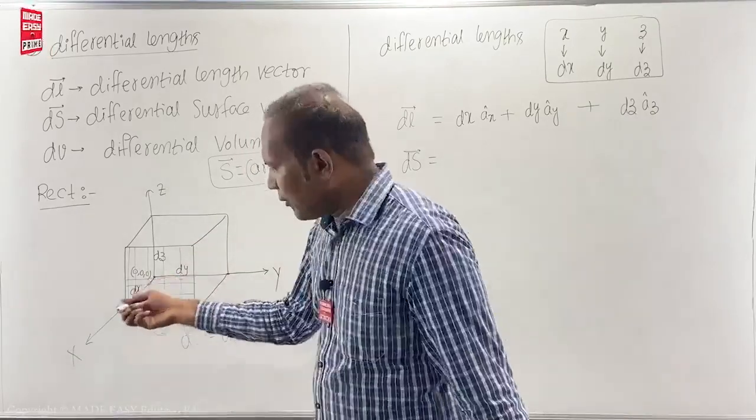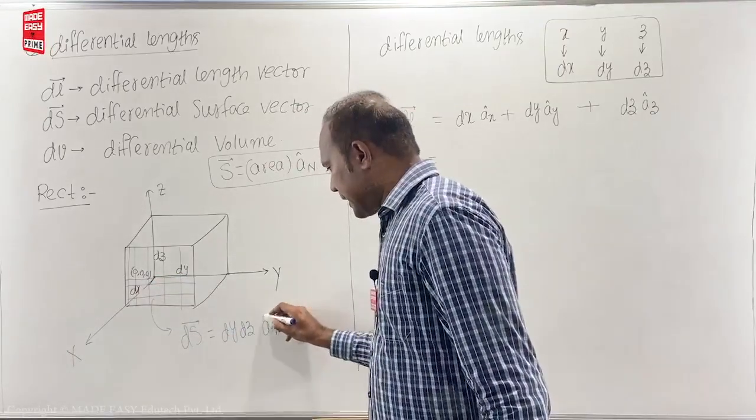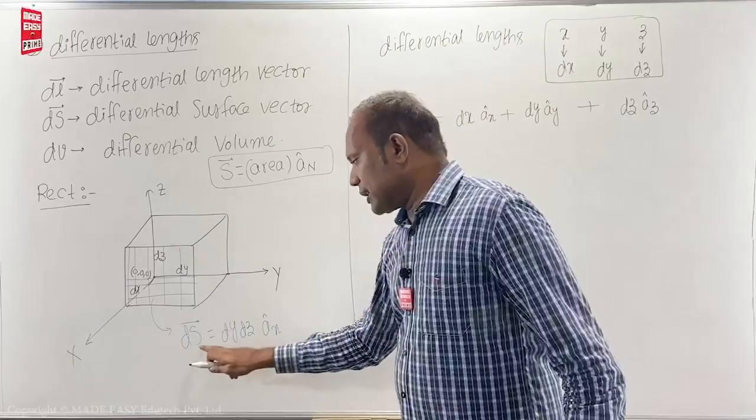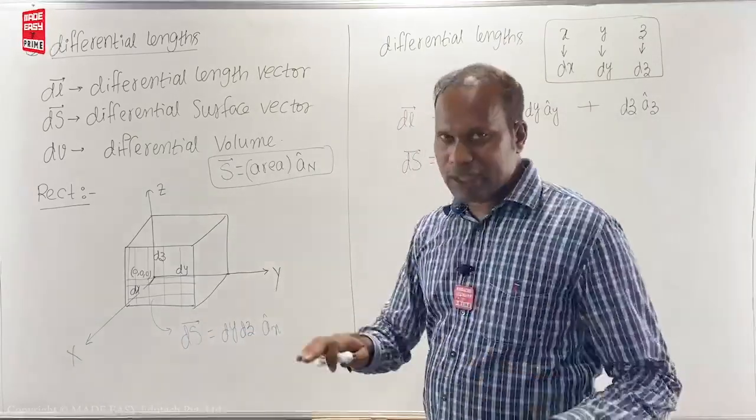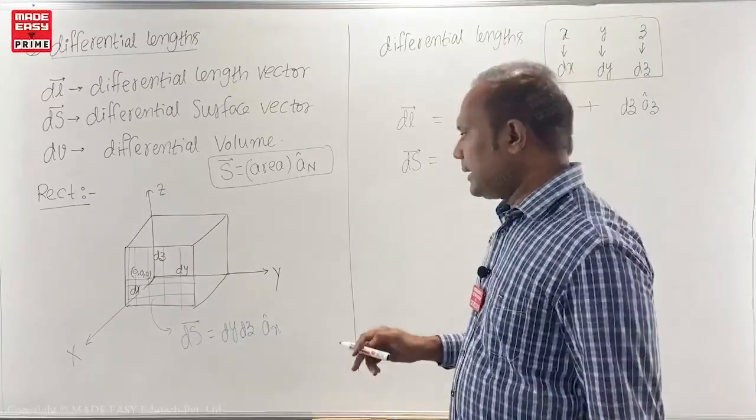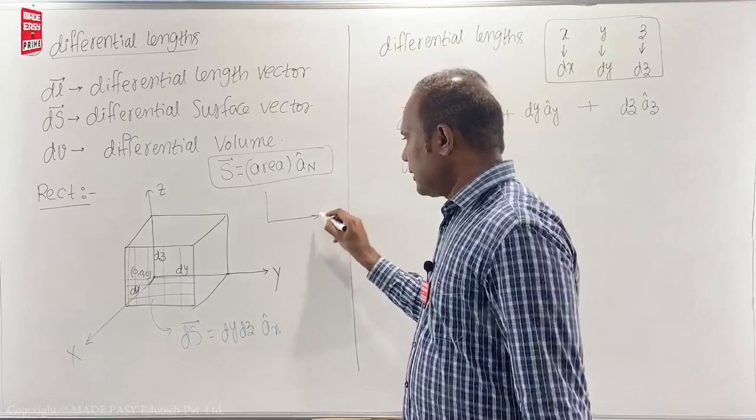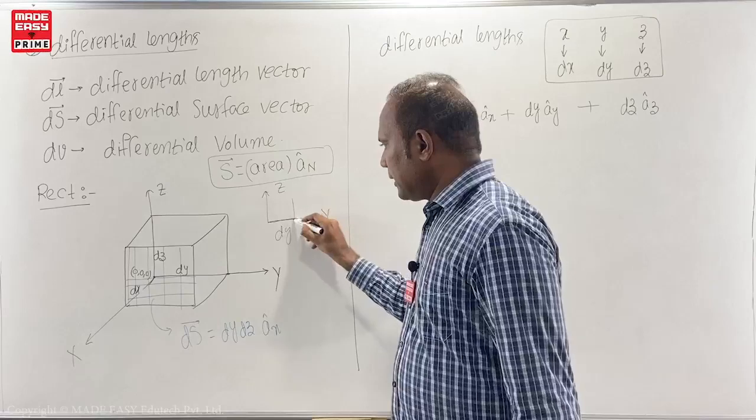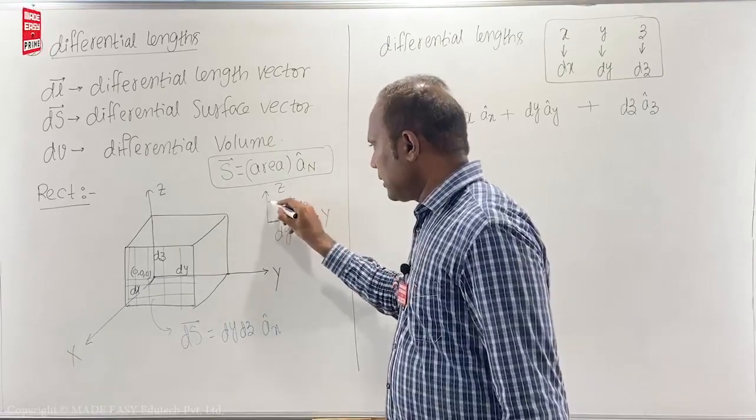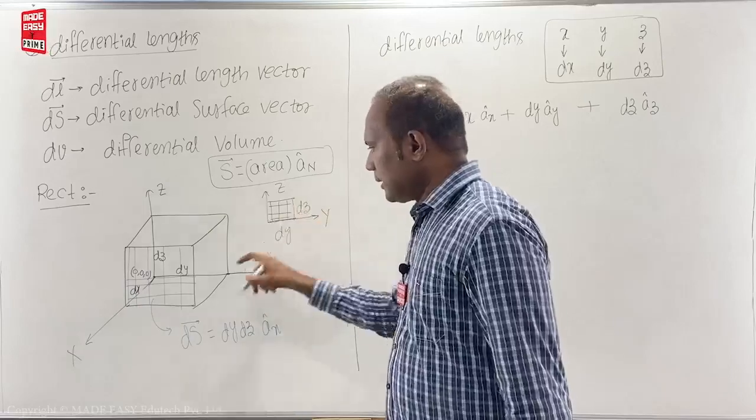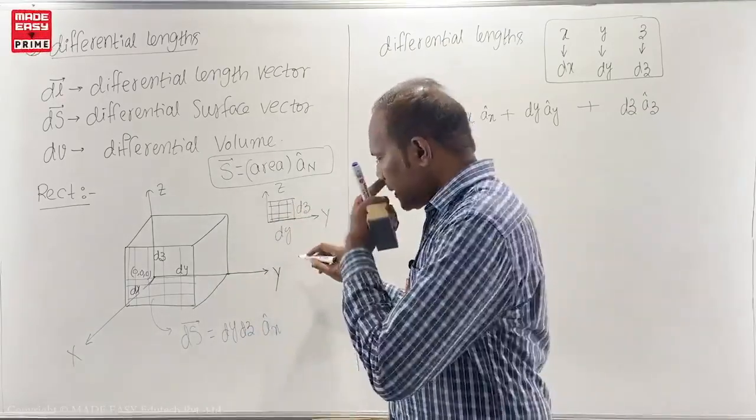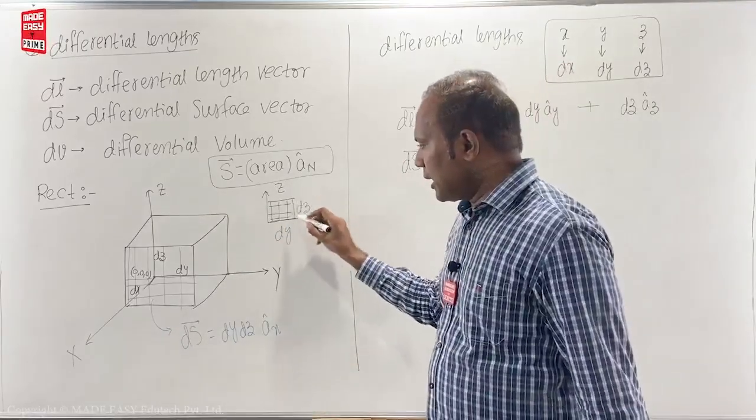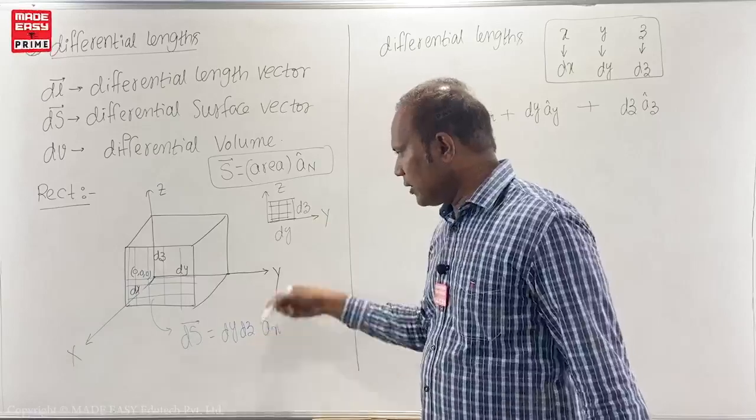Then normal unit vector away from this front surface is ax cap. Actually this is differential surface vector in x direction. That means for that surface x is constant. Already I told you. This is y axis, this is z axis, this is dy, and this is dz. So here this small surface is there, and for this surface, ax cap is normal unit vector. So differential surface vector is dy into dz into ax cap.